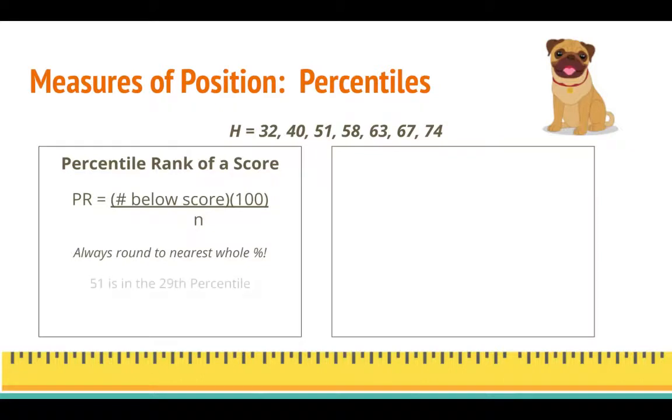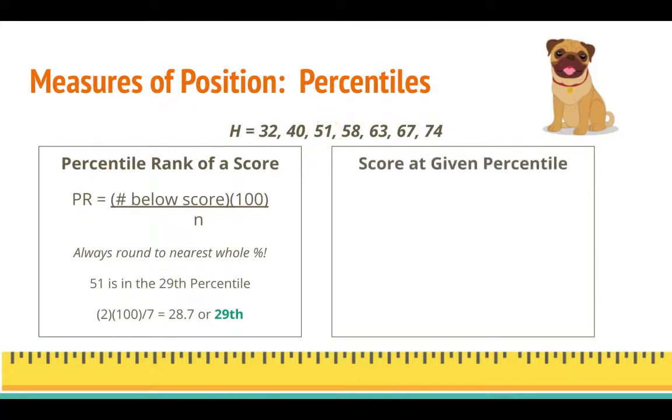Let's take a look at an example. Turns out that 51 is in the 29th percentile. Let's see where that comes from. So I've circled 51 up here in yellow. There are 2 scores below. So I'm going to go 2 times 100 divided by 7. Or you could do 2 divided by 7 first, the number of scores divided by the total. So 2 below divided by 7 times 100. Then I want to round this to get a nice whole number. So we call that the 29th percentile.